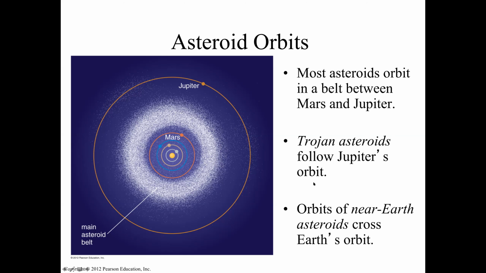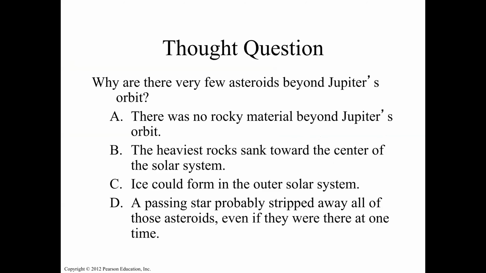And then the orbits of near-Earth asteroids cross Earth's orbit. So if you're looking at some of these near-Earth objects, they can cross Earth's orbit. And we'll talk about this a little bit more later.